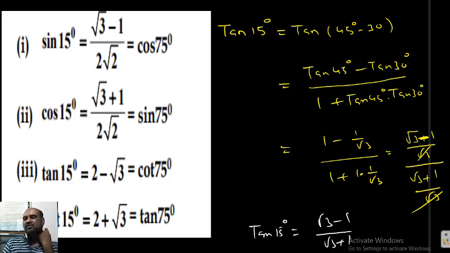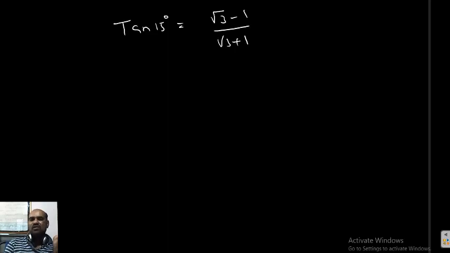But generally in mathematics, for the value of fractions, the denominator is taken as a rational number. Here the denominator and numerator are both irrational numbers. I want to make the denominator a rational number. Okay, I will do that on the next page. So what I got, first of all: tan 15 degree equals root 3 minus 1 by root 3 plus 1. But I don't want an irrational number in the denominator.